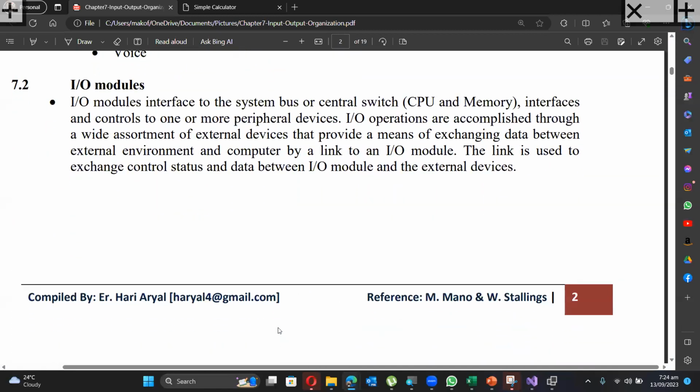For the input-output module itself, it is an interface which we use to control the actions of the I/O devices. So the input-output module interfaces to the system bus or central switch, and interfaces and controls one or more peripheral devices. So it sits between the peripheral devices and the computer.